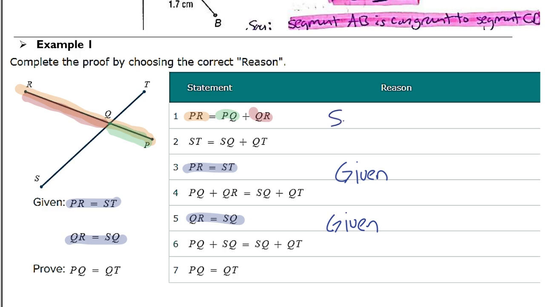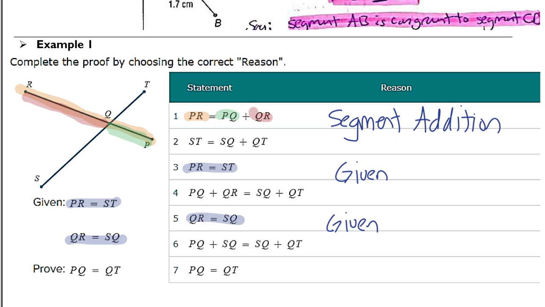So our first thing is called segment addition. So again, it's putting two segments together to make the whole thing. So again, we're just saying the green plus the red. If I put a plus sign here, it's equal to that orange, that whole length there.